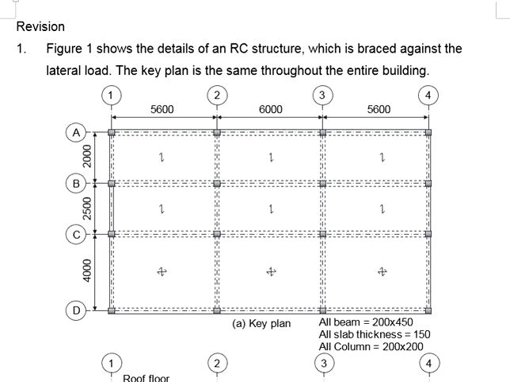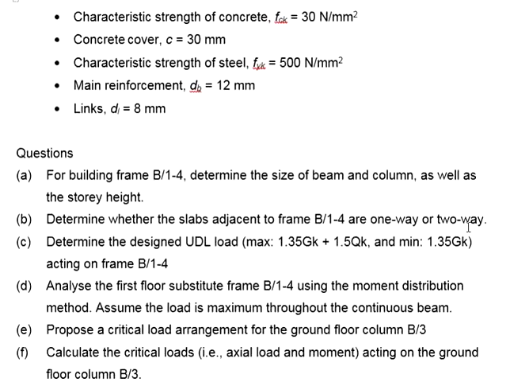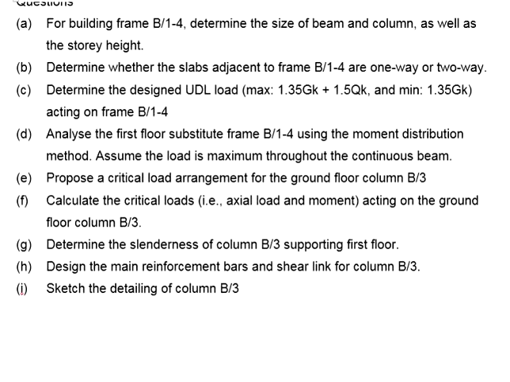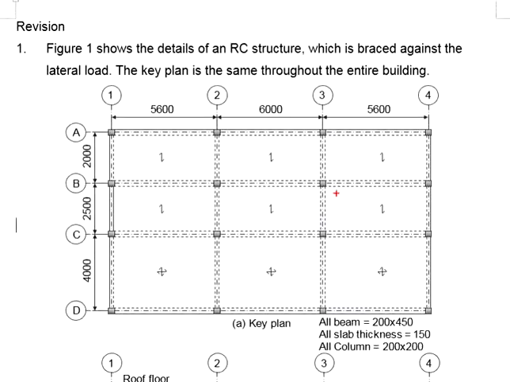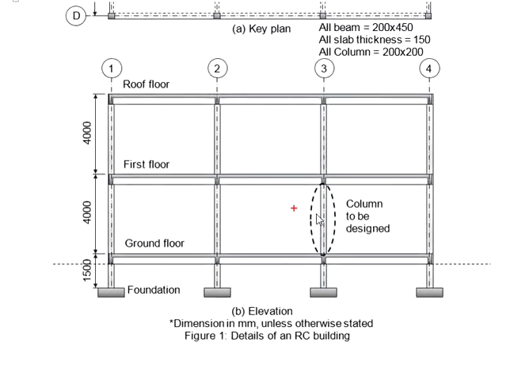Hi, let us proceed with our revision questions on the column. We are in the middle of solving the questions. So far, we have done to this stage. Now, our next question will be designing the main reinforcement bar as well as the shelling. The column to be designed will be column B3, and it is the ground floor column.